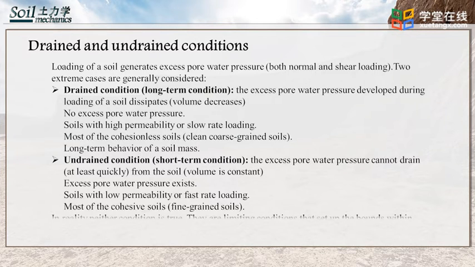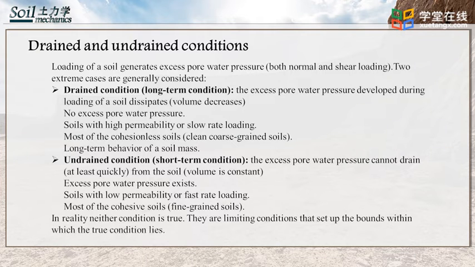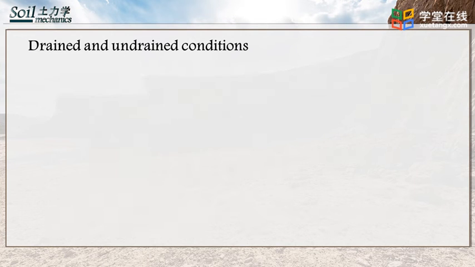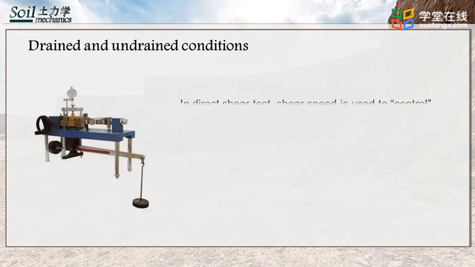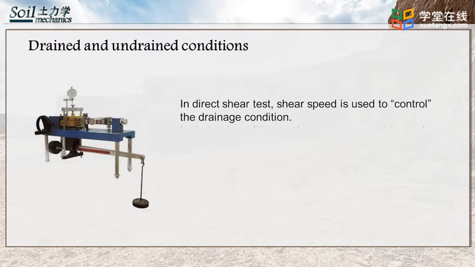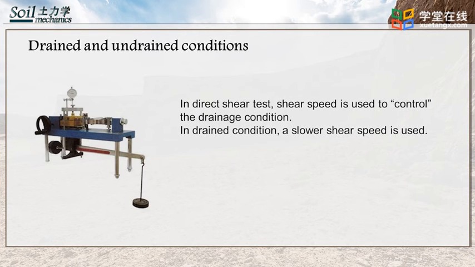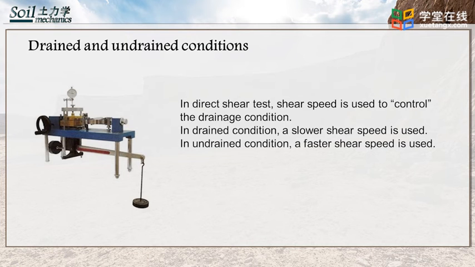It should be noted that in reality, neither condition is true. They are limiting conditions that set up the bounds within which the true conditions lie. This figure shows the direct shear testing practice. The soil specimen may be square or circular. In direct shear test, shear speed is used to control the drainage condition. In drained condition, a slower shear speed is used. In undrained condition, a faster shear speed is used.